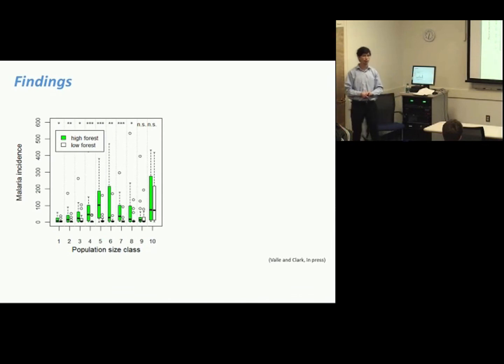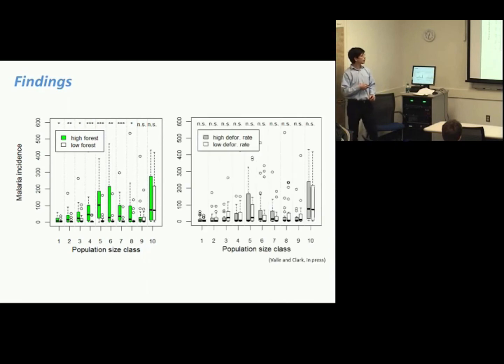So malaria incidence here is the number of malaria cases per month per county, when compared to the counties that have low forest cover. And that seems to be somewhat consistent across the different population size classes.